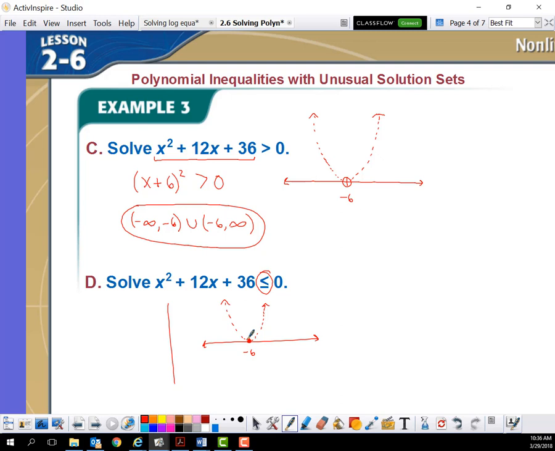So clearly you can see by this graph there are never going to be x values that give you a value that's below the x-axis. So this is never going to be less than 0, but we have one case where it can be equal to 0. So our solution here would be just a single number, -6. That's the only value that makes this inequality true. So for part C, we had all real numbers except -6, but when we flip the sign around and make it "or equal to" for part D, there's exactly one solution that works for that.